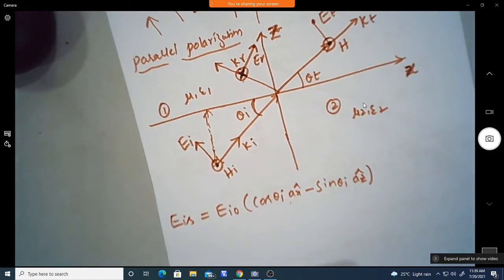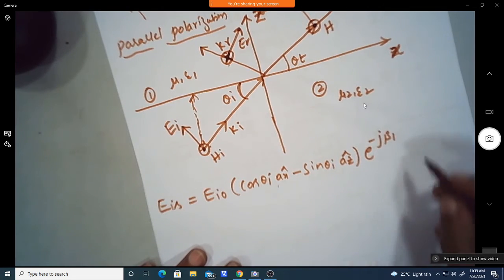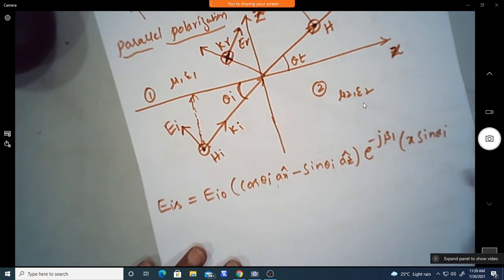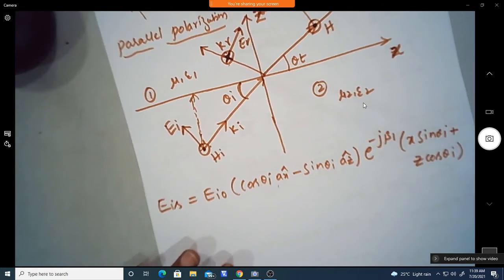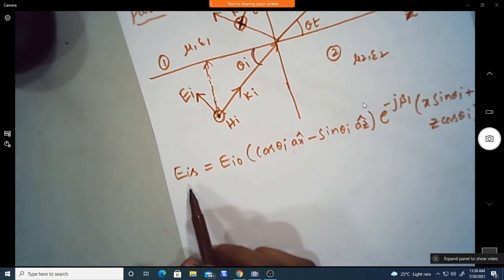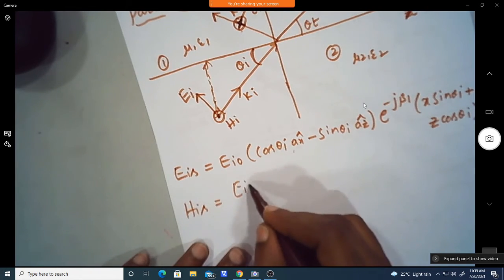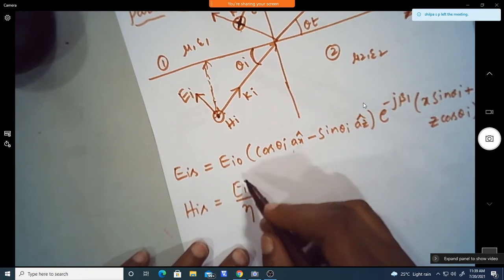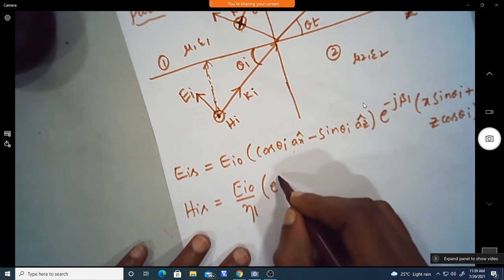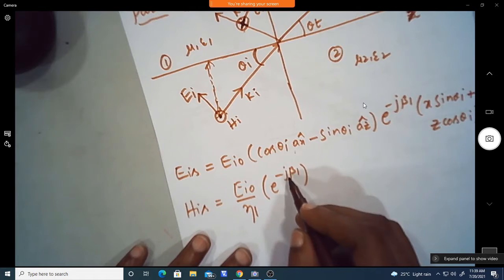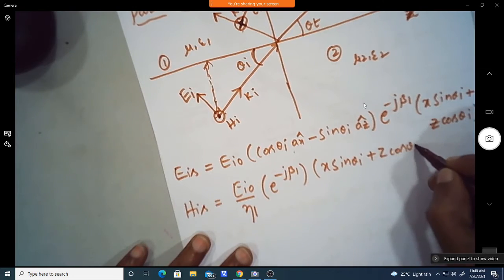Okay. So that's how here we are taking e power minus j beta 1 into X sin theta I plus Z cos theta I. So this is what the incident field, we can represent, and similarly the magnetic field we can represent as EI naught divided by eta 1, so in the medium 1 we are going to get HI into e power minus j beta 1 into X sin theta I plus Z cos theta I.